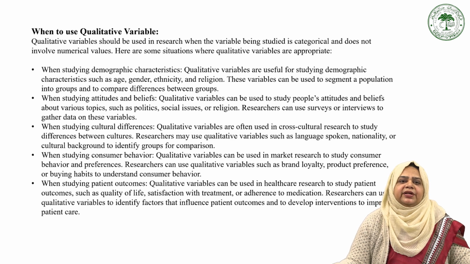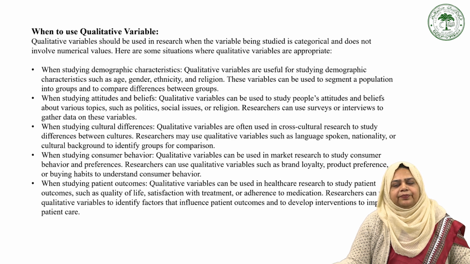When to use qualitative variables? Qualitative variables are used in research when the variable being studied is categorical and does not involve numerical values. They are particularly useful in studying demographic characteristics such as age, gender, ethnicity, and religion. By using qualitative variables, researchers can divide a population into groups and compare differences between them.